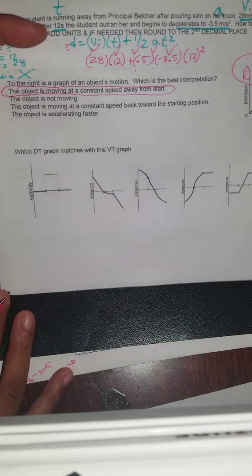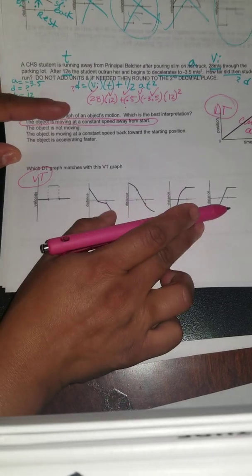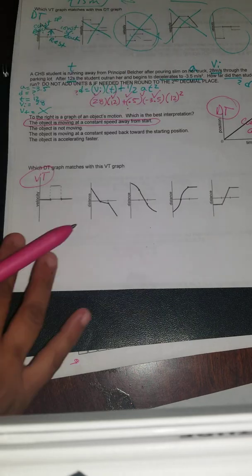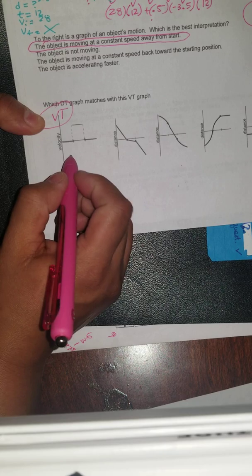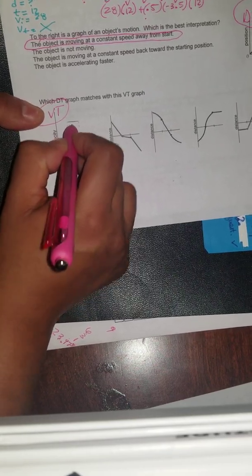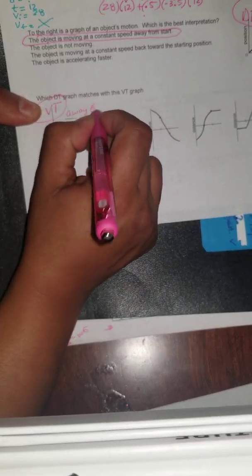Let's go ahead and look at the next graph. They gave us a VT graph. All of those are DTs. So now I'm going to go to my VT worksheet, and I'm going to label what's going on. What happens when there's a flat line on the x-axis? It is at rest. Above the x-axis, it is away from the origin at a constant speed. Back to the x-axis, it is at rest. Okay?